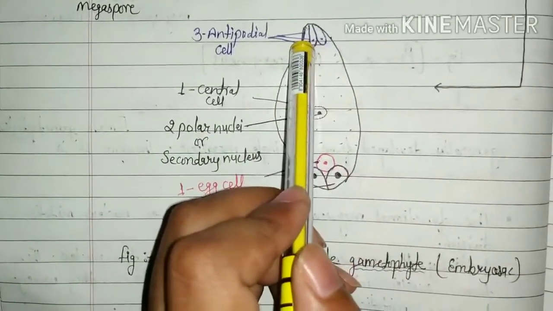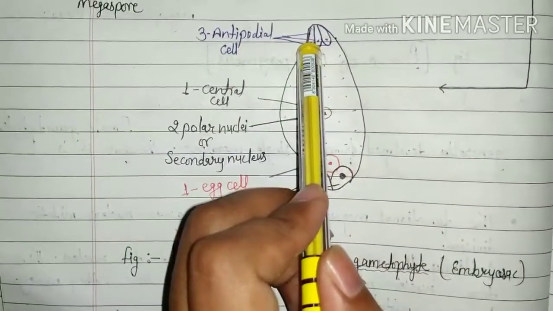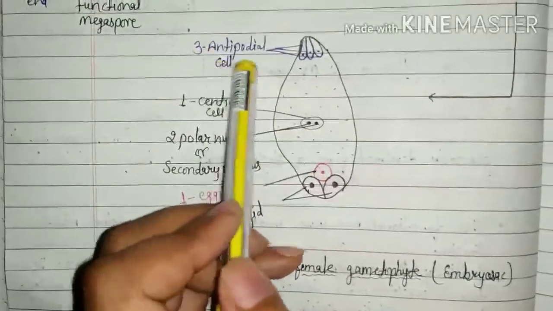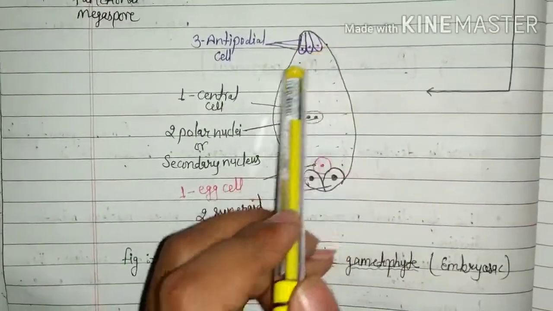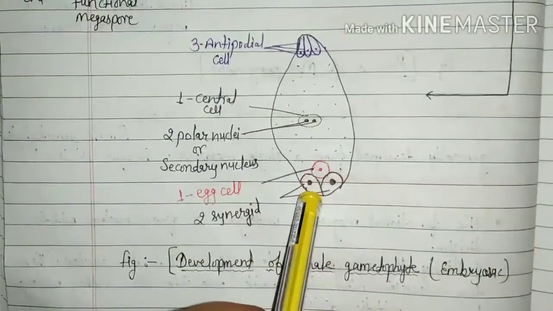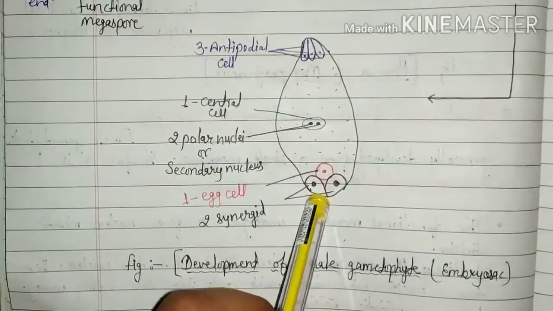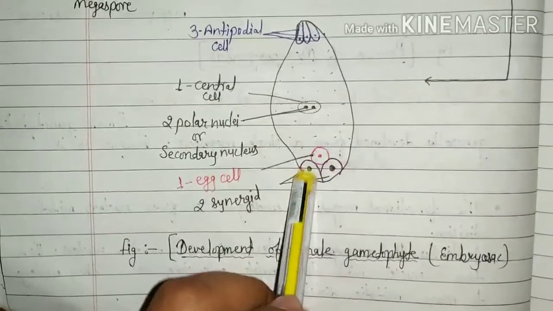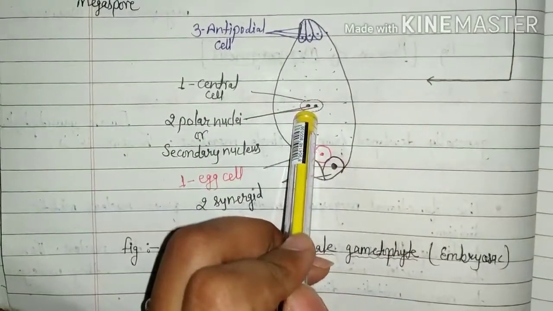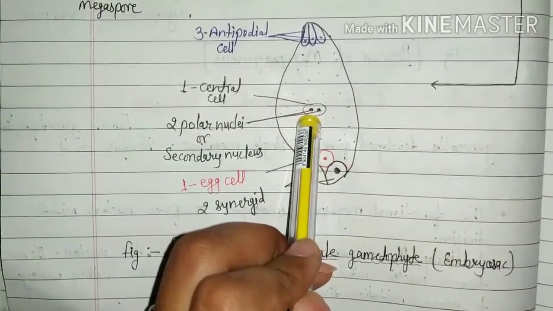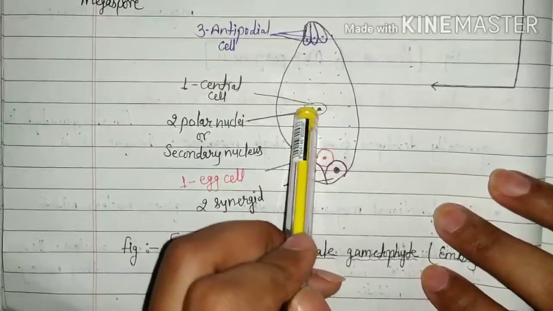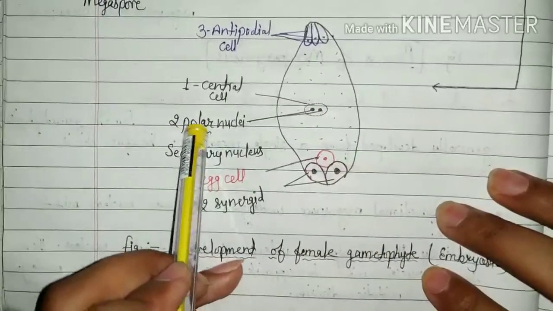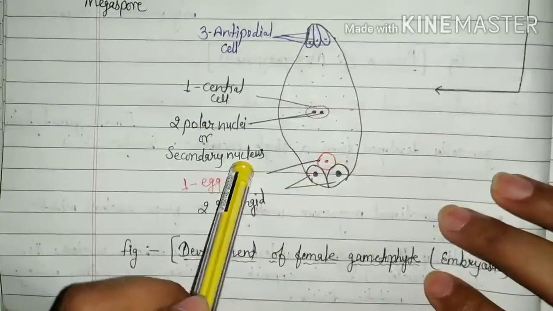The 3 cells located at the chalazal end are called antipodal cells and have 3 nuclei. The 3 cells located at the micropylar end have 3 nuclei, and in the central region one central cell is located and it contains 2 nuclei, and these 2 nuclei are called polar nuclei or secondary nuclei.